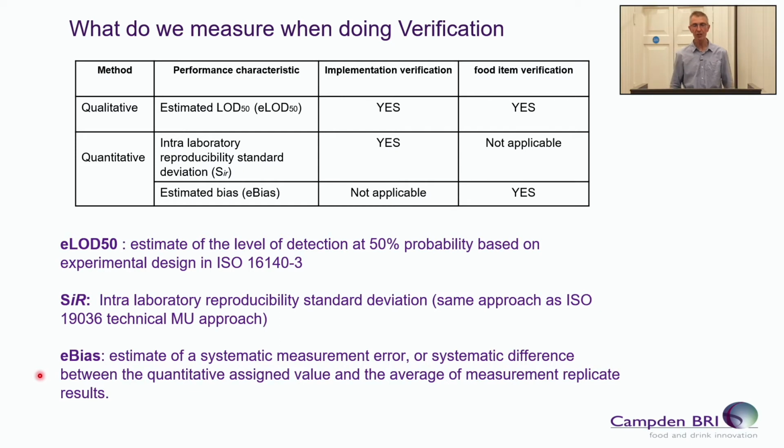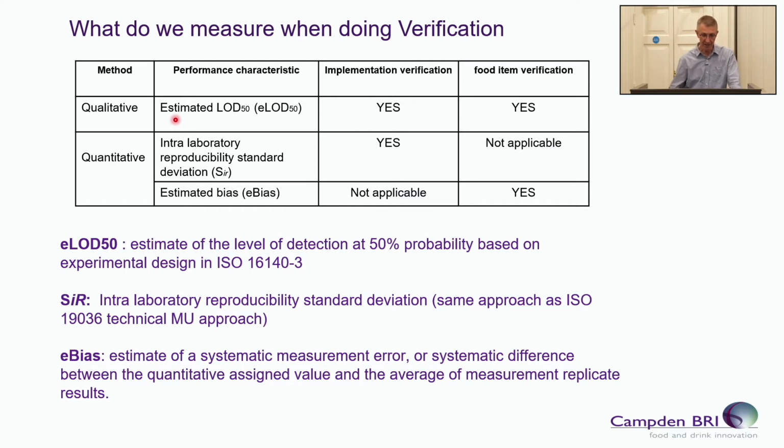So what do we measure when we're doing verification? Well, it depends on whether you've got a qualitative test or a quantitative test. And that's shown on this slide. If you look at the table at the top, with qualitative methods, so presence-absence testing for salmonella or listeria or whatever, then the performance characteristic that will be considered is the estimated LOD50.